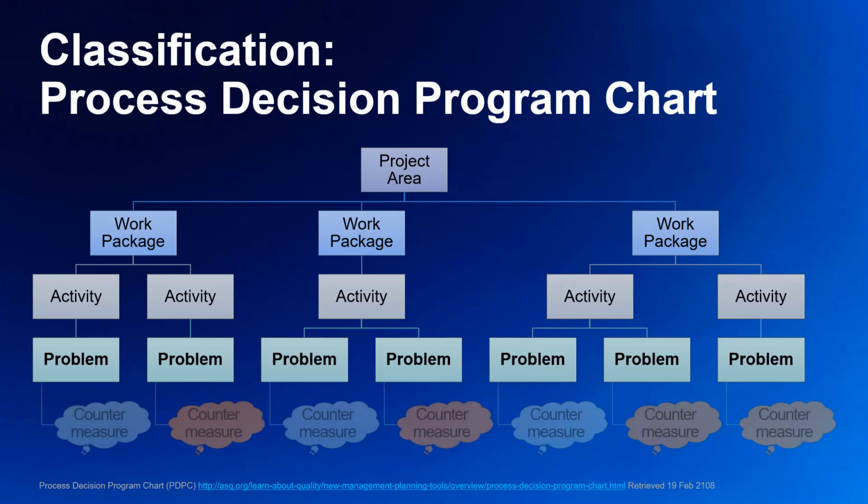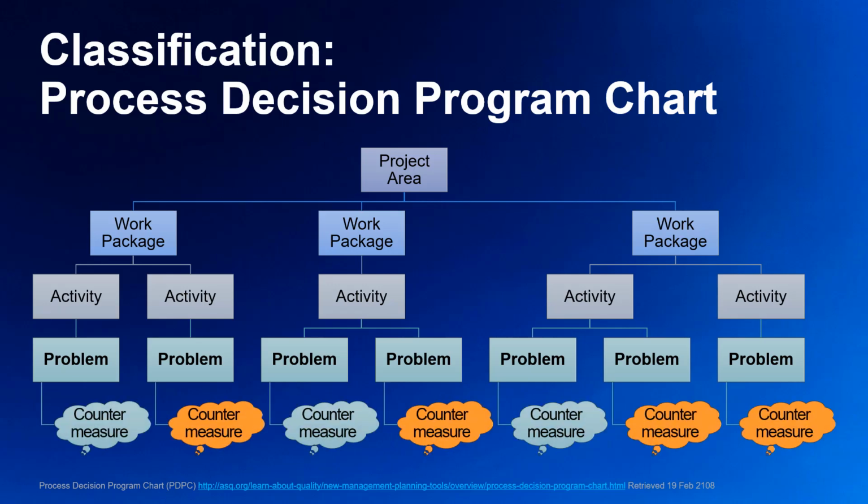On the fifth tier, the team documents preventive and corrective countermeasures in thought clouds. In turn, we may need to define and sequence new activities to add to the schedule for the purpose of eliminating these risks. In essence, the process decision program chart further decomposes and elaborates on the existing work breakdown structure. And you thought that you only needed the WBS for scope management, didn't you?